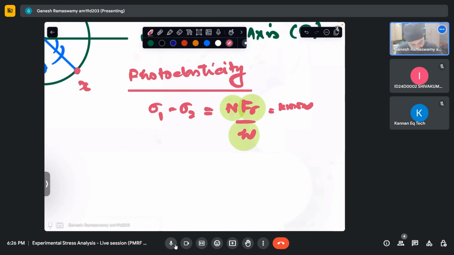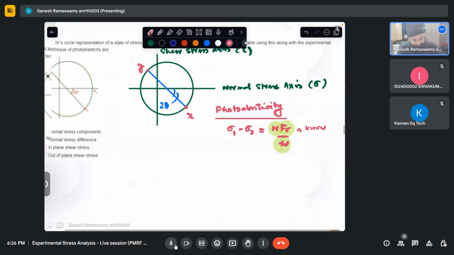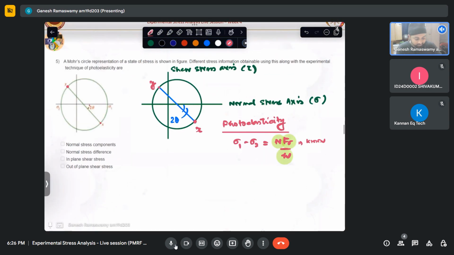Let me make my pen a little thinner. Yeah. So this is a known quantity from photoelasticity. Now what is asked is, with the different information available, what all you can find out.